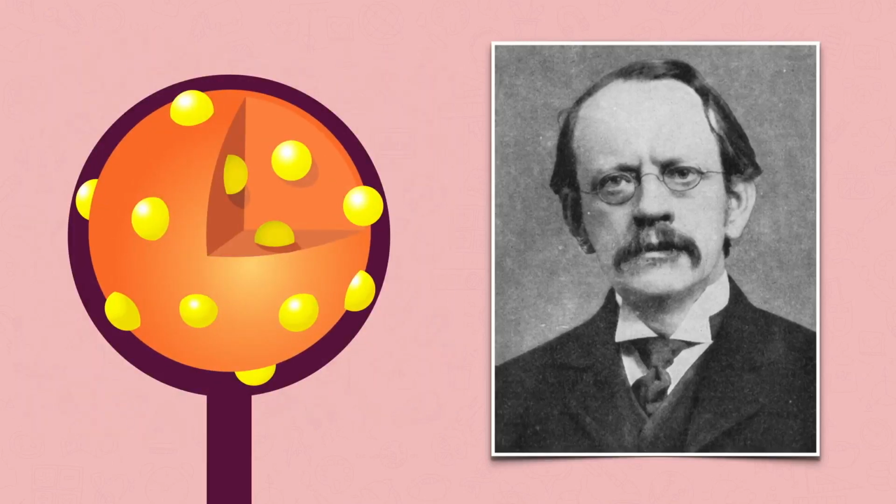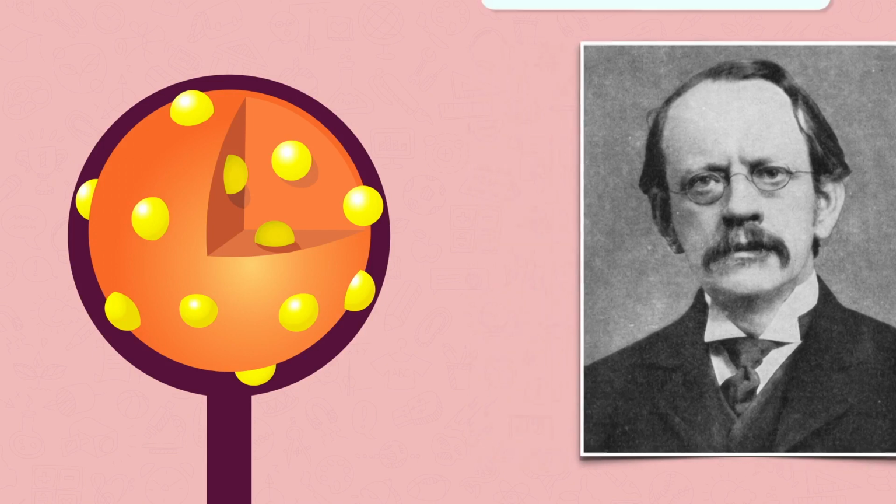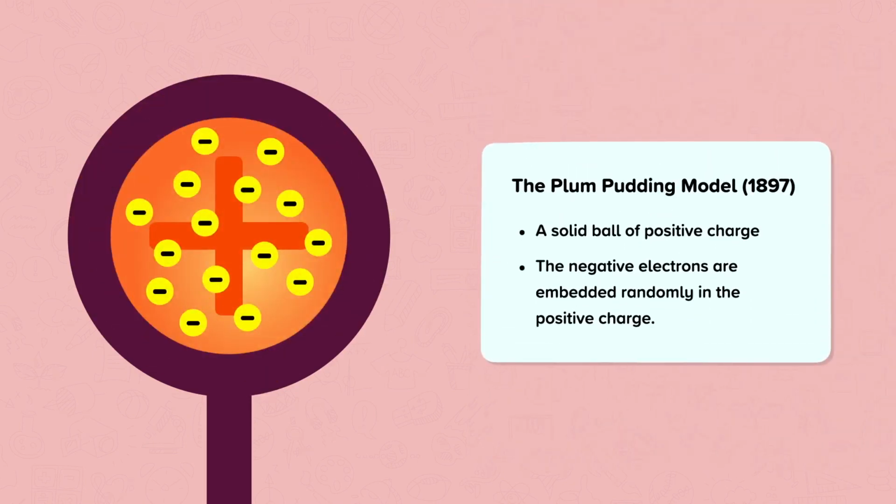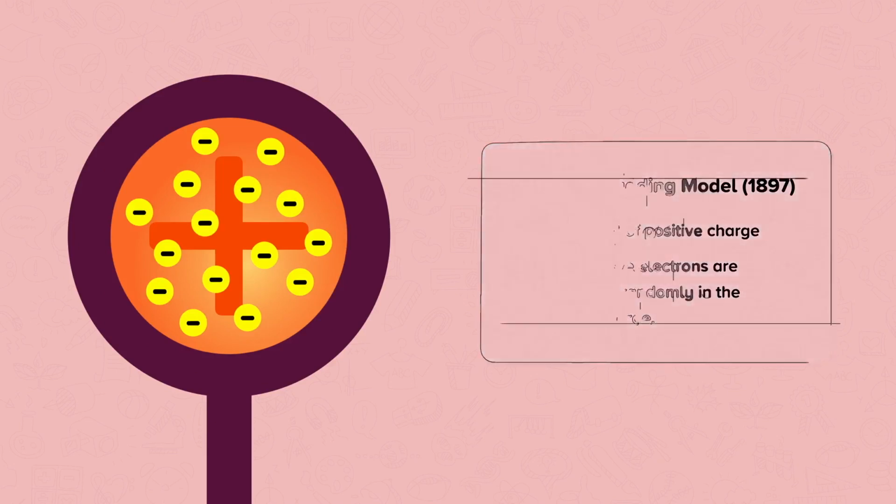This is an important point I just want to cover now. All the models are 3D, so they're often shown in 2D diagrams. So nice and flat, it's easy to see, but they are in 3D. So the plum pudding model is a solid ball of positive charge with the negative electrons embedded randomly in that positive charge.